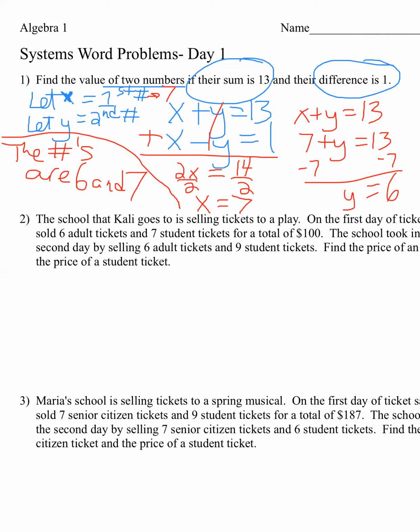Okay, so the numbers are 7 and 8. Okay, hopefully that makes sense. And you can check it very quickly. If I add 7 and 8 together, yep, I get 15. If I subtract 8 and 7, yep, I get 1. So I know that I've got the right set of numbers.